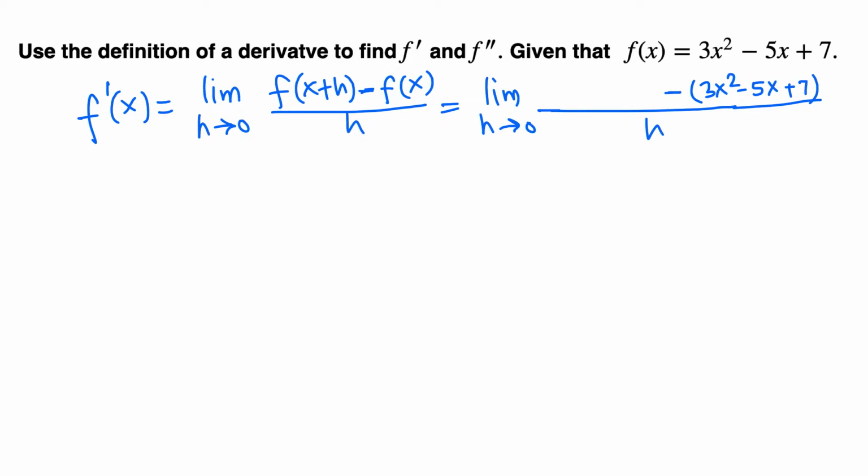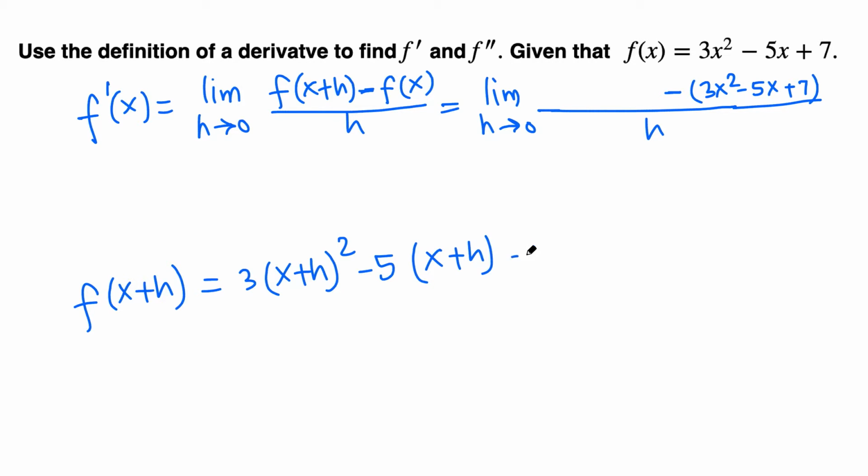So here is the function, which can be thought of as f of input equals 3 times input squared minus 5 times input plus 7. So using that idea, f of x plus h, the whole thing as input, is 3 times x plus h quantity squared, minus 5 times x plus h, plus 7. We basically replaced x throughout by the quantity x plus h.